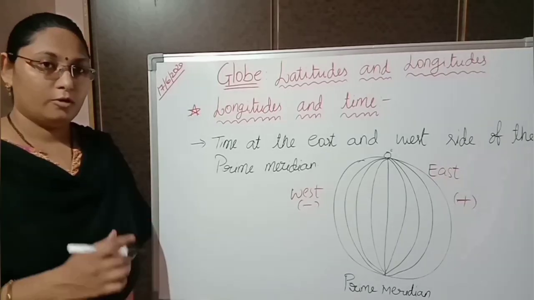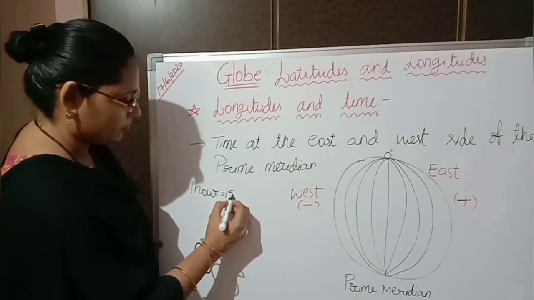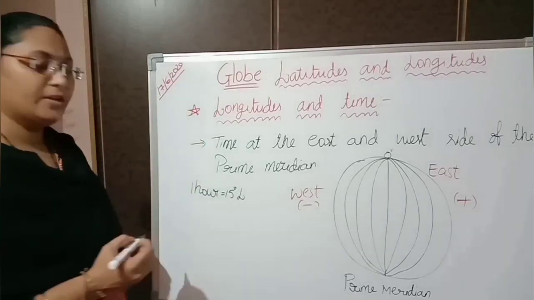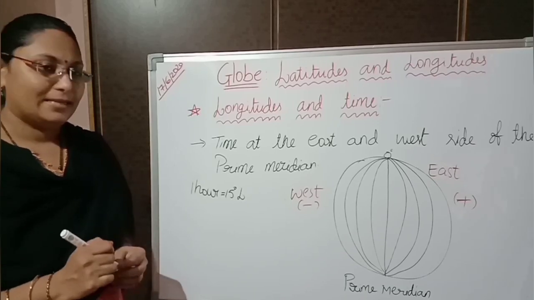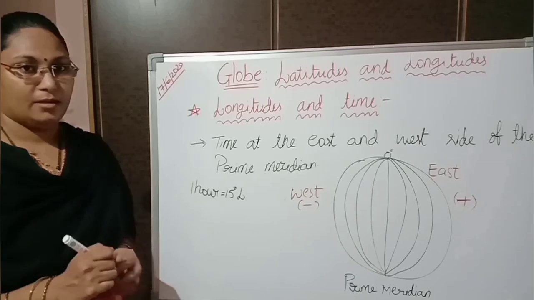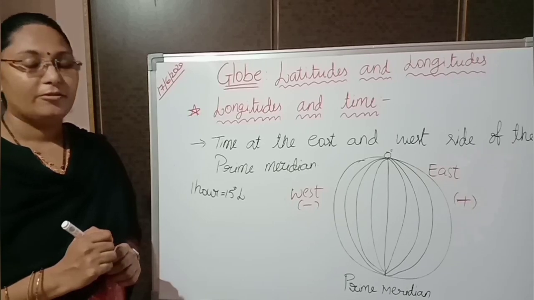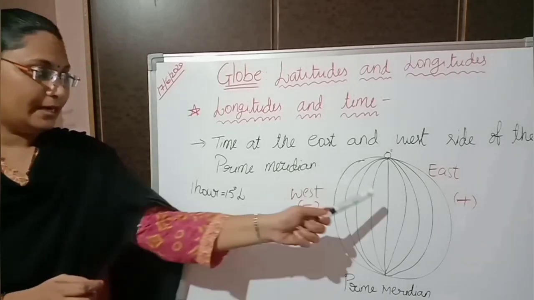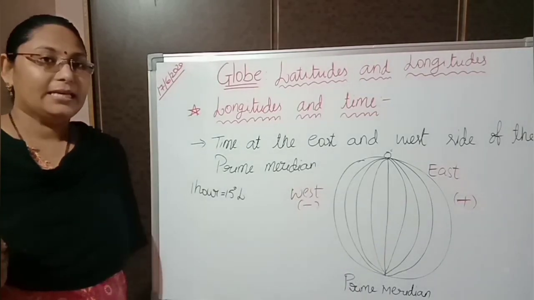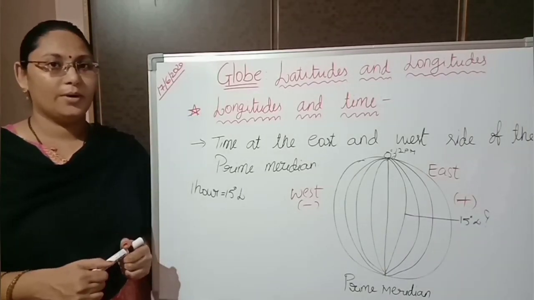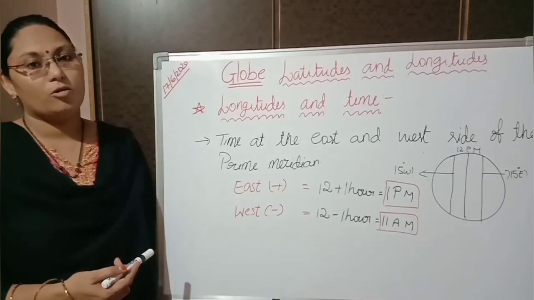It's very simple. We know already that 1 hour is equal to 15-degree longitudes, right? For example, if it is midday at the prime meridian, 12 noon, what is the time at 15-degree east longitude? This we can elaborate with the help of an example. Here, with the example, we can understand the concept of time.